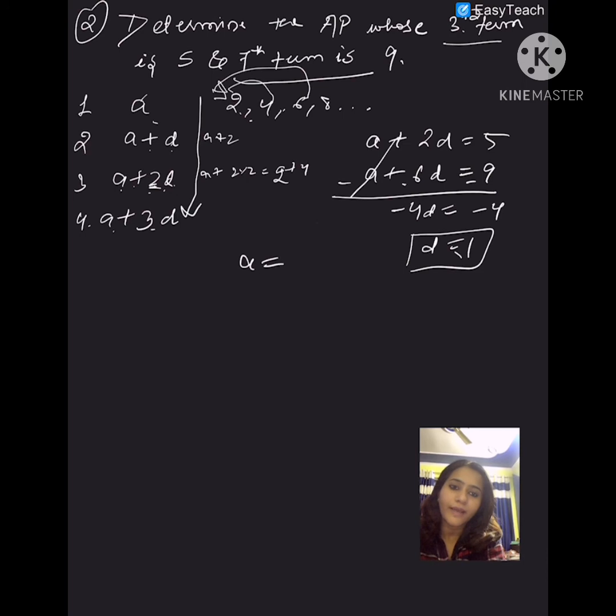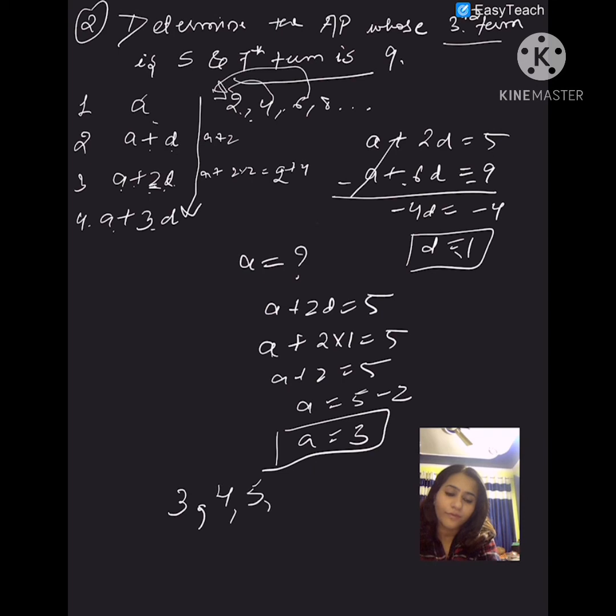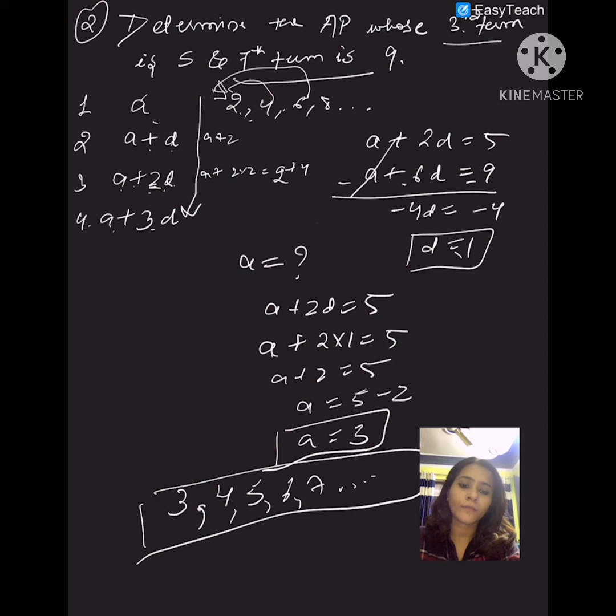So you have a, which you need to calculate. You have a plus 2d is equal to 5. So in place of d you can write 1 now. a plus 2 is equal to 5. a is equal to 5 minus 2. a is equal to 3. So your first term came out to be 3. Now the difference is 1: 3, 4, 5, 6, 7 and so on. So you carried out the AP. Hope you are understanding it.